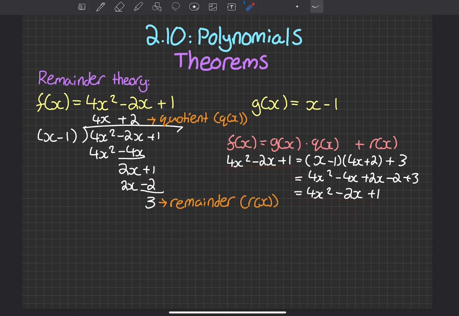So what is the remainder theorem? Well, the remainder theorem states that if you're dividing a polynomial, so this one here, no matter the degree, by a linear function. So this here has to be a linear function, okay? And this linear function has to be in the form of x minus a, okay? If you divide a polynomial by a linear function in the form x minus a, then the function of a is your remainder.